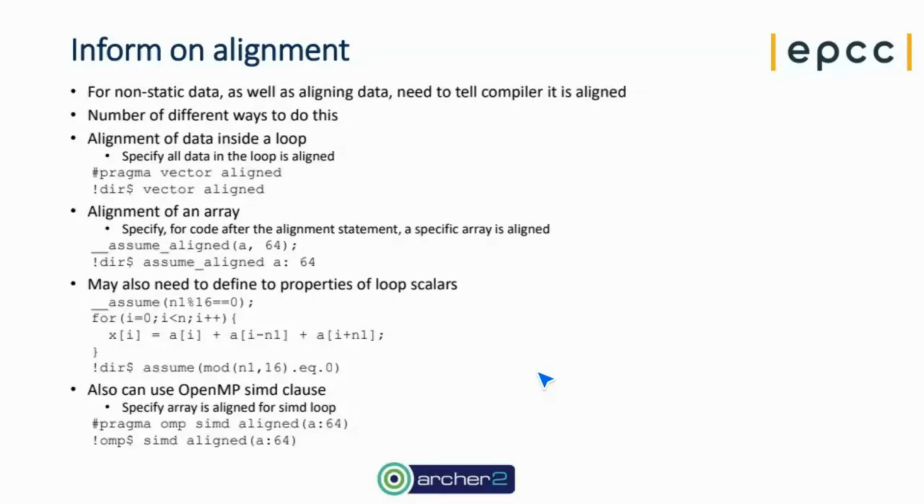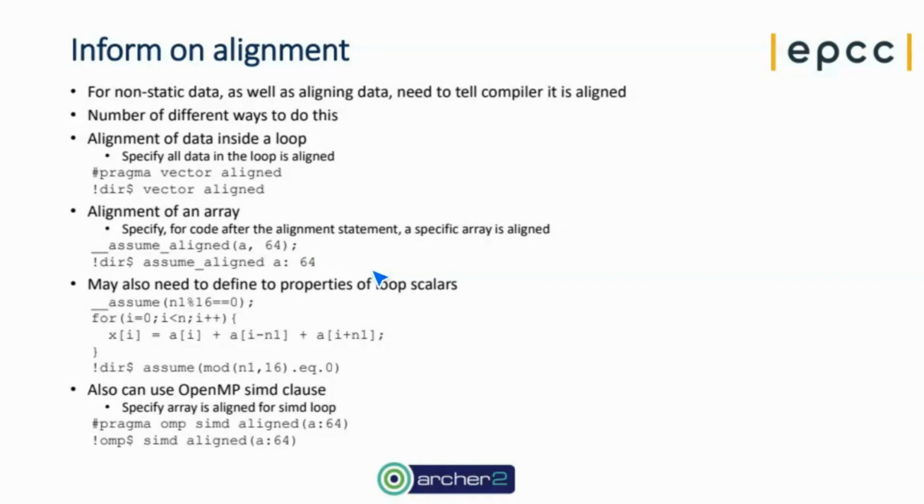Okay, so for non-static data, as well as doing alignment, we also need to tell the compiler that it's aligned. There are a number of different ways of doing that. For data inside a loop, if we know everything's aligned, we can just say pragma vector aligned, or !DIR$ vector aligned, and that says everything being accessed inside this loop is aligned. Or we can do it individually for individual arrays.